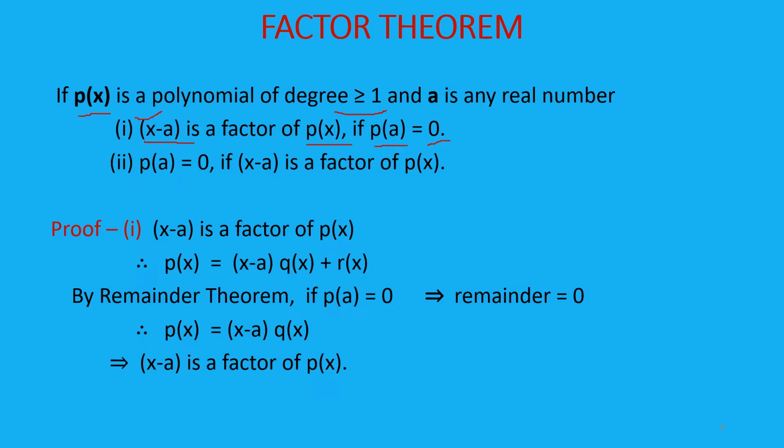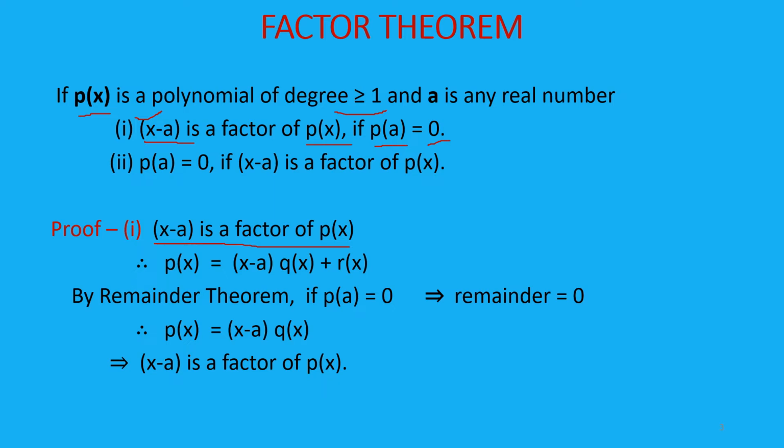The second point is the converse of this. Here it is saying P(a) is equal to 0 if x minus a is a factor of P(x). Now let's do the proof of this. Let's see the first part. In the first part it is given that x minus a is a factor of P(x).